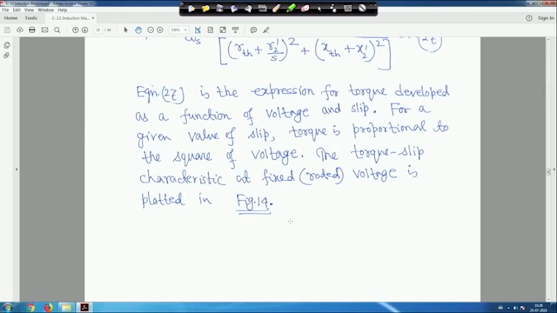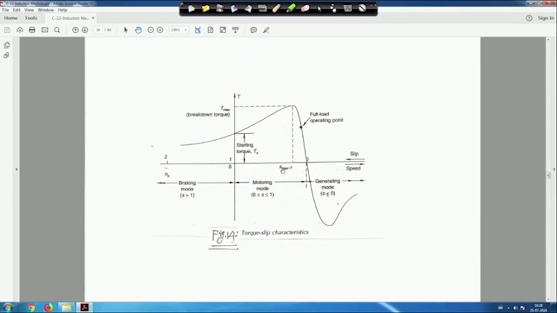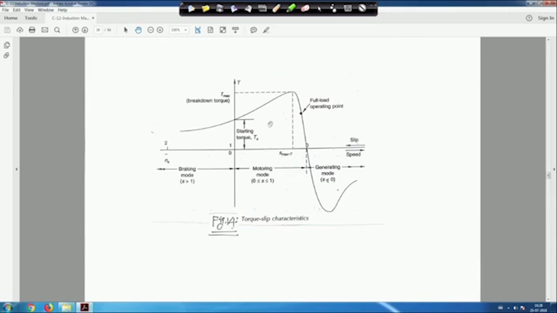So actually we will learn a little bit only about the motoring part, not the braking part or generating part. It is given, but we are not interested in that. I have taken this diagram from a book. This part is the motoring part, this side is braking mode, and this is generating mode, and this is motoring mode. So we will not study generating mode or braking mode, only this part.